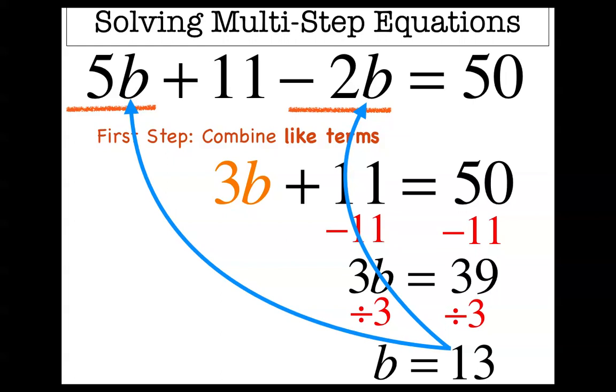So at the first part, 5 times 13 is 65 plus 11, so that's 76. And then you're going to take away 2 times 13, which is 26. So 76 minus 26. Oh, hey, that does come out to 50. Yippee! b does actually equal 13.